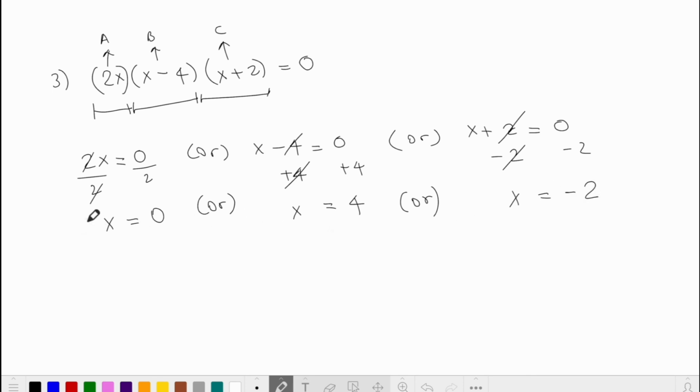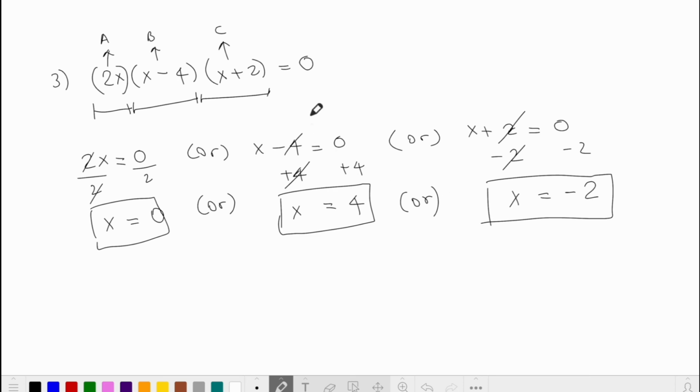So the value of x is 0, or the value of x can be 4, or the value of x can be negative 2, and at the same time you will get 0 as the result. I hope these examples on zero product property make sense for you, and hopefully you will be able to apply it when you're solving quadratic equations.